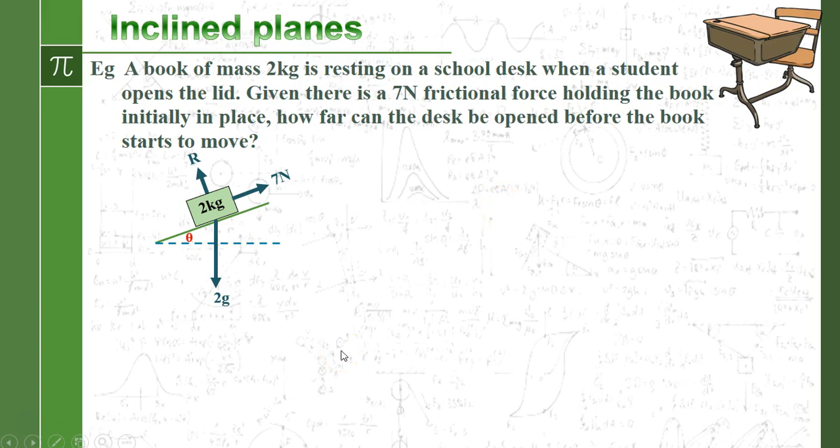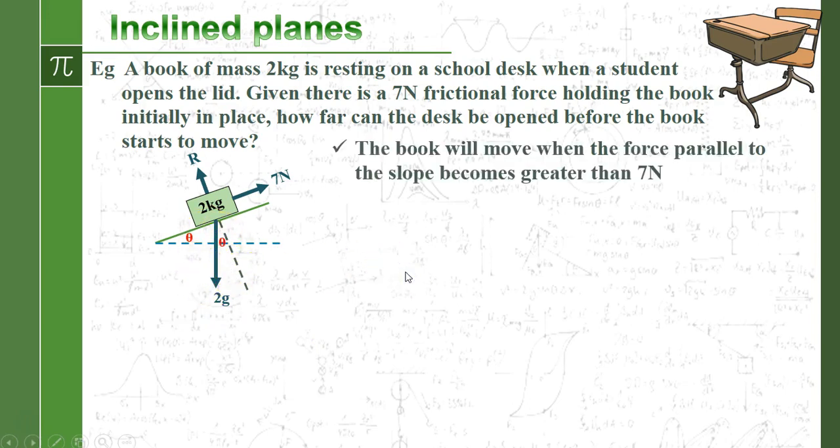And the other thing I'm going to put into my diagram is that dashed line, just to indicate the direction perpendicular to the slope, because that's going to help me think about what's going on with this force under here. So we know the book is going to move when the force parallel to the slope becomes greater than 7 newtons, and the only forces parallel to the slope are going to be the 7 Newton force here. The reaction force is perpendicular, so that won't have an impact. The other force has got to come from the force due to gravity. So we are looking at that force there.